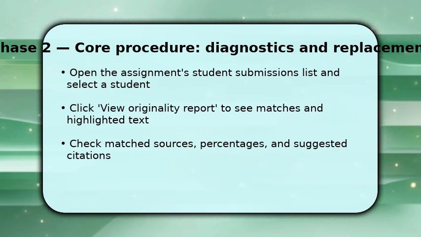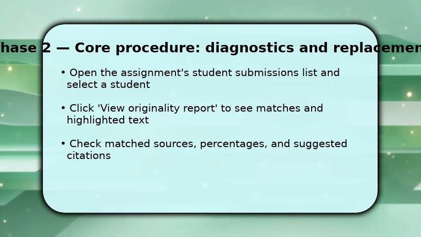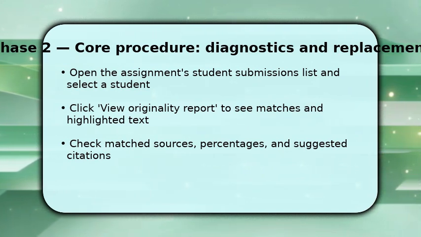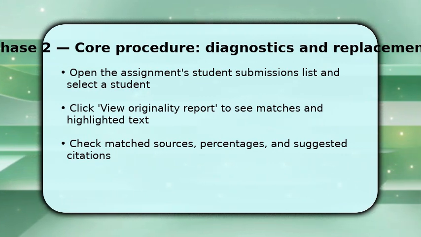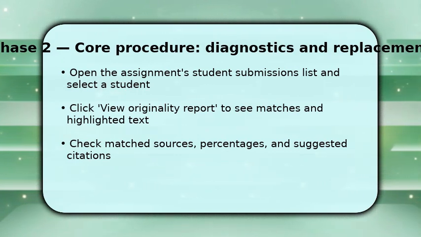Pause to read context. Sometimes quotes or correct citations inflate the score. Once you identify questionable passages, add private comments or return the work for revision. This helps teach proper citation rather than just penalize.